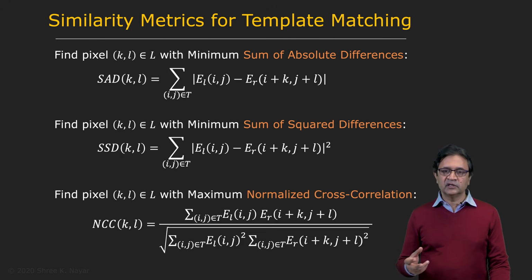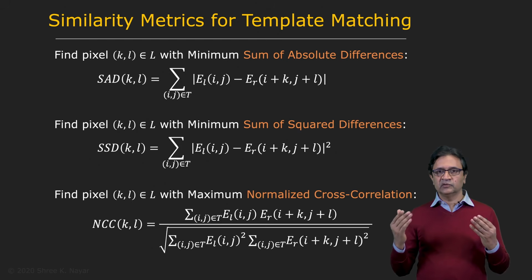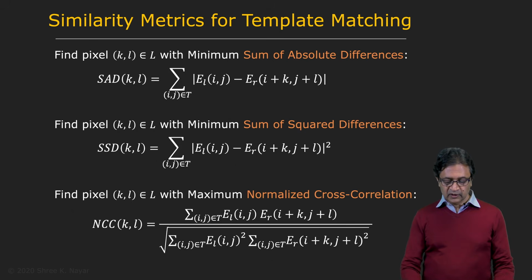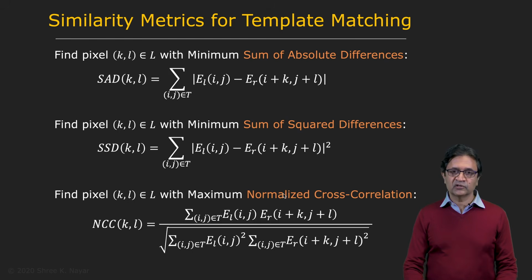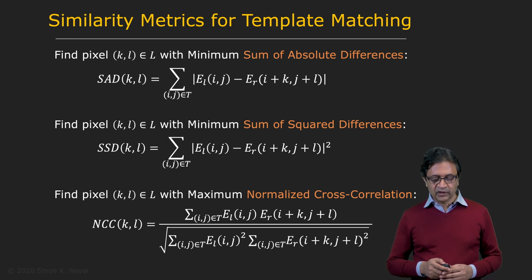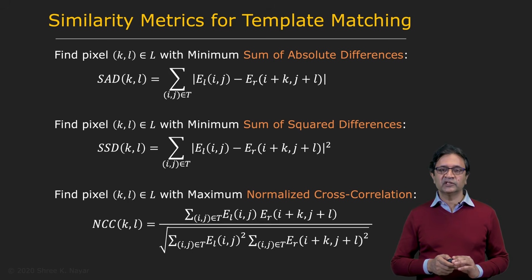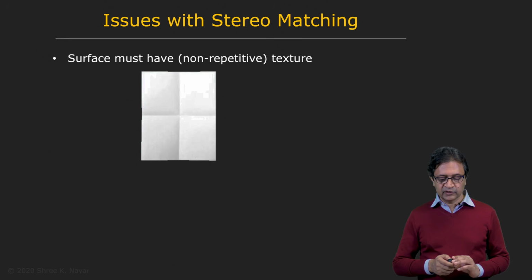And normalized correlation has the benefit that if for some reason the two images have radiometric differences in terms of gain or lighting, those will prove to be less of an issue if you're using normalized cross-correlation. Okay, a couple of issues with respect to stereo matching, really important issues.